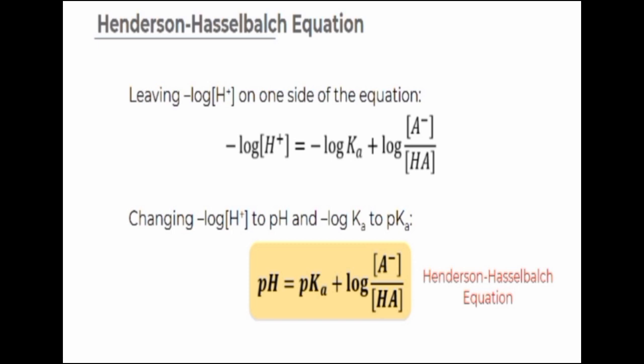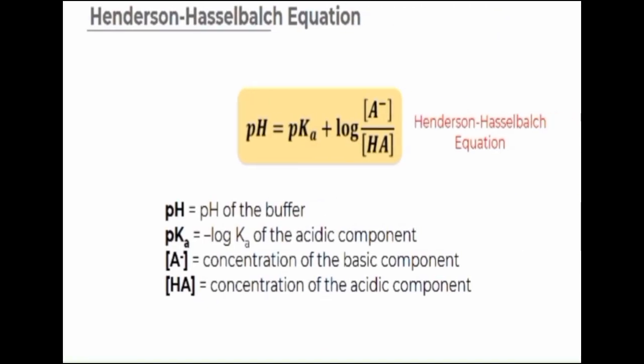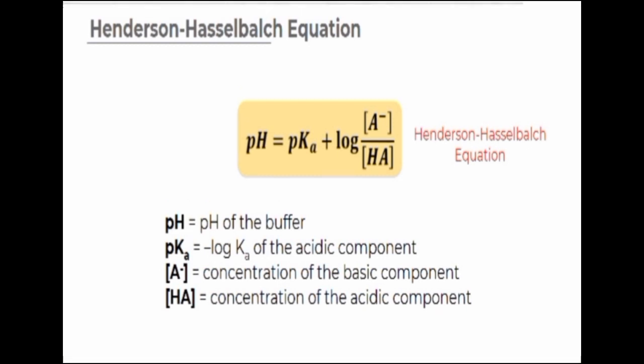Changing negative logarithm of H positive concentration to pH and the negative logarithm of Ka to pKa, we get the Henderson-Hasselbalch equation. The Henderson-Hasselbalch equation is given by pH of the buffer equals pKa, or the negative logarithm of the Ka of the acidic component, plus logarithm of the ratio of the concentration of the basic component to the concentration of the acidic component.